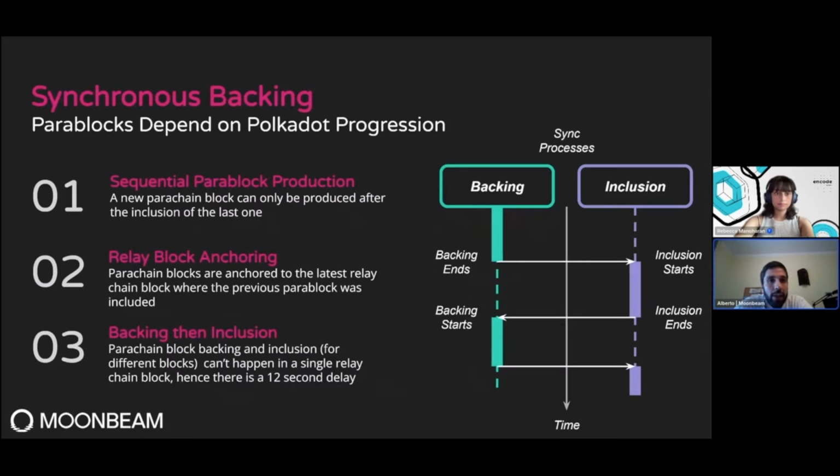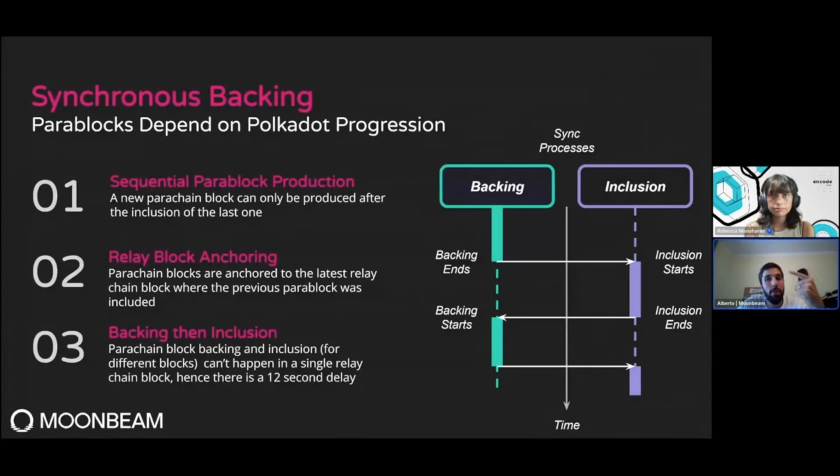All right. So a synchronous process is a process in which steps cannot run in parallel. It's a sequential process. And this is general. This is not in blockchain. This is in general, right? So let's say that you have the blue process and the purple process. If the blue process is running, the purple process cannot be running. And then when the blue process, or the cyan process, ends, the purple process can start, and so on and so on, okay? And so in synchronous backing in Polkadot, the parablocks depend on Polkadot progression, okay?